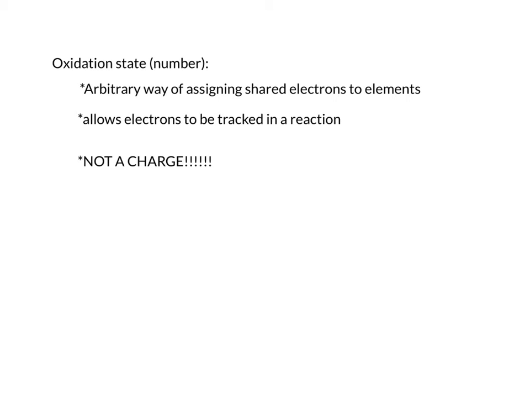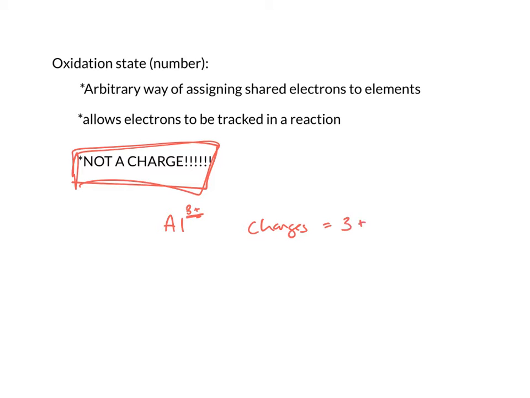A couple of things. Number one, and really important, an oxidation state is not a charge. This is just an arbitrary number. It really doesn't tell us anything about the element. It's not a charge. It's just a way for us to arbitrarily but consistently track electrons. And in fact, when we write oxidation states, let's say that I have aluminum with a 3+ charge. Remember, charges we always write as the number, then the sign.